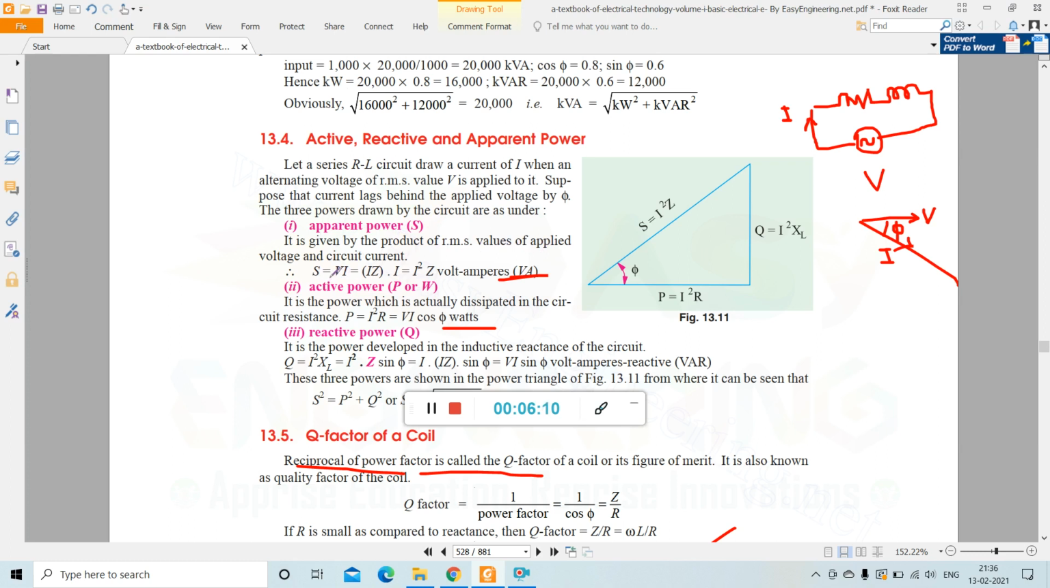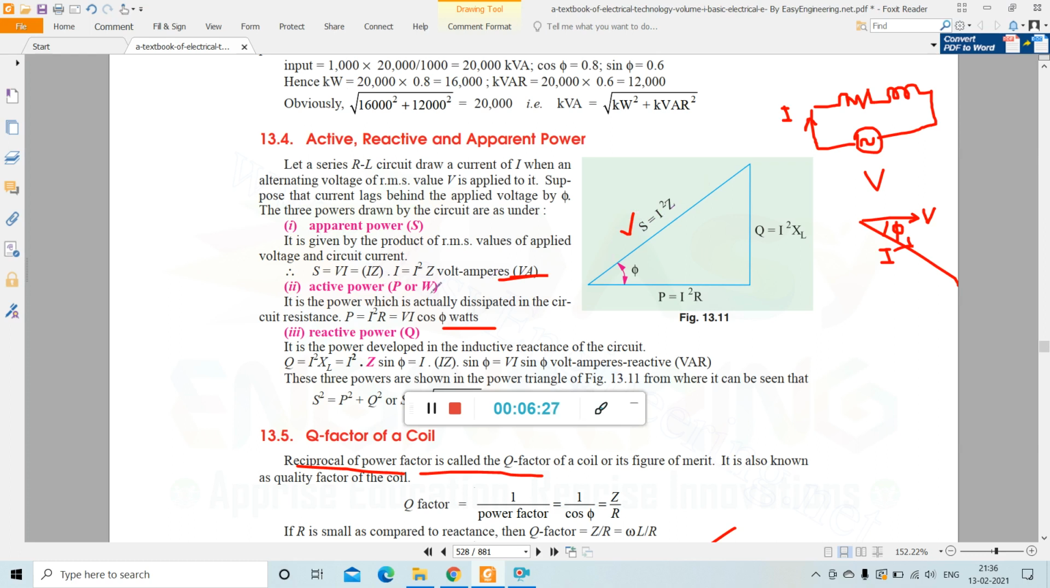This gives apparent power. V is I into Z, so I into Z into I gives us I square Z volt ampere. This is the unit of apparent power. So S is equal to I square Z.